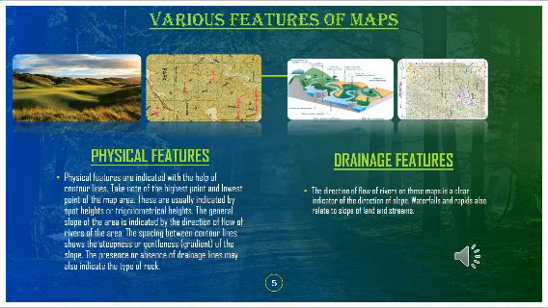My next slide is that of physical features and drainage features, which we also understand through map interpretation. The physical features are those features which are indicated with the help of contour lines. Take a note of the highest point and the lowest point of the map. These usually indicate the spot heights or the trigonometrical heights. So by that, we can easily identify on the topographical map whether it is a physical feature or a political feature, or other features or contours.